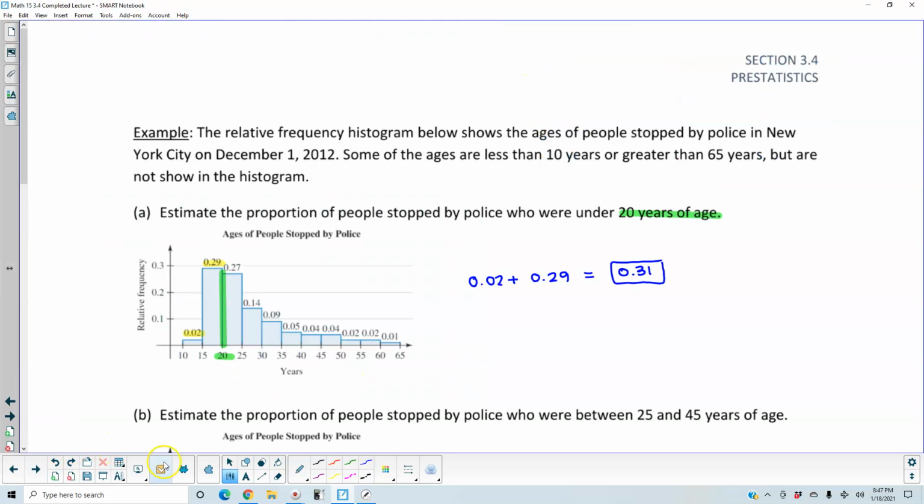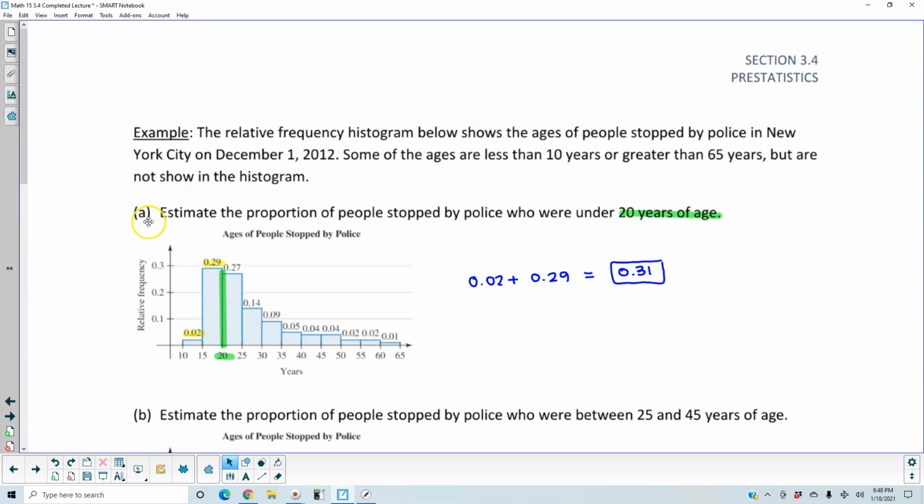Okay, next. In this next example, it says here that the relative frequency histogram below shows the ages of people stopped by police in New York City on December 1st, 2012. Some of the ages are less than 10 years or greater than 65 years, but are not shown in the histogram. So here we can see that the vertical axis is the relative frequency going from 0.1, 0.2 to 0.3. And then down below on the horizontal axis, these are the years. So this is 10, 15, 20, 25, 30, all the way up to 65.